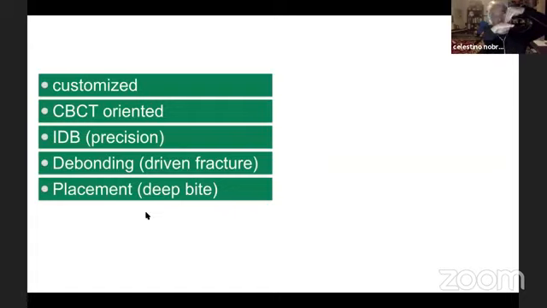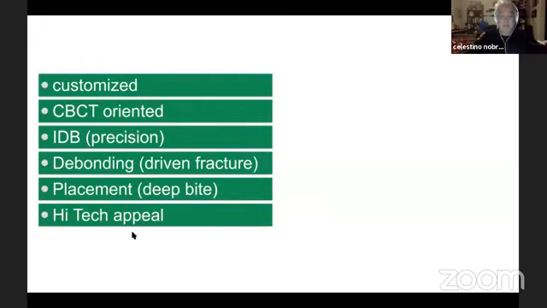You can place the brackets like gingivally, and you have the same torque expression and rotational expression because the bracket's fully customized. Simple like that, right? It has a very high-tech appeal, which is good for selling for the patient.